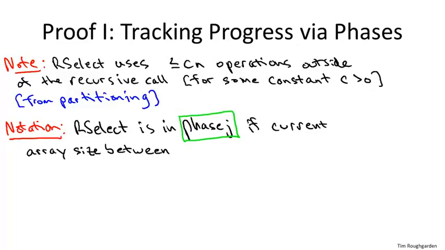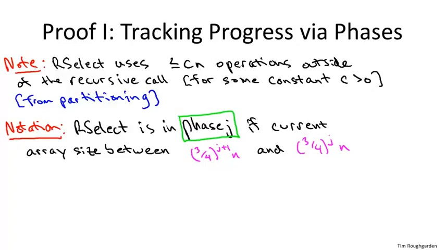We'll say that the R-select algorithm at some midpoint of its execution is in the middle of phase j if the array size that the current recursive call is working on has length between (3/4)^j times n and the smaller number (3/4)^(j+1) times n. For example, think about the case where j equals 0. That says phase 0 recursive calls operate on arrays with size between n, that's the length of the original input array, and 75% of n. So certainly the outermost recursive call is going to be in phase 0 because the input array has size n.